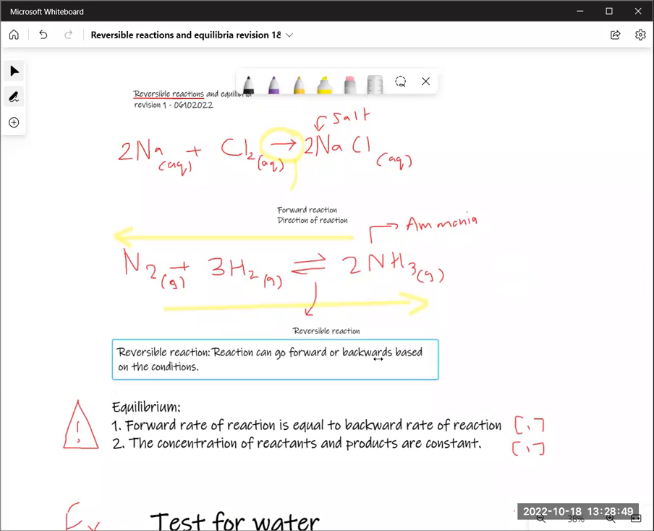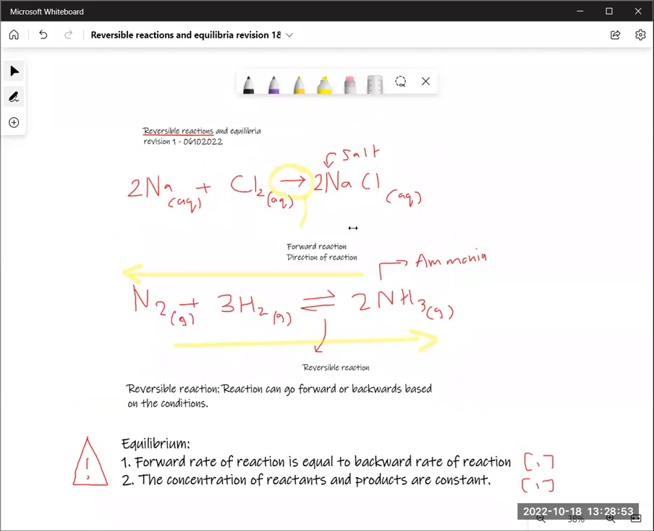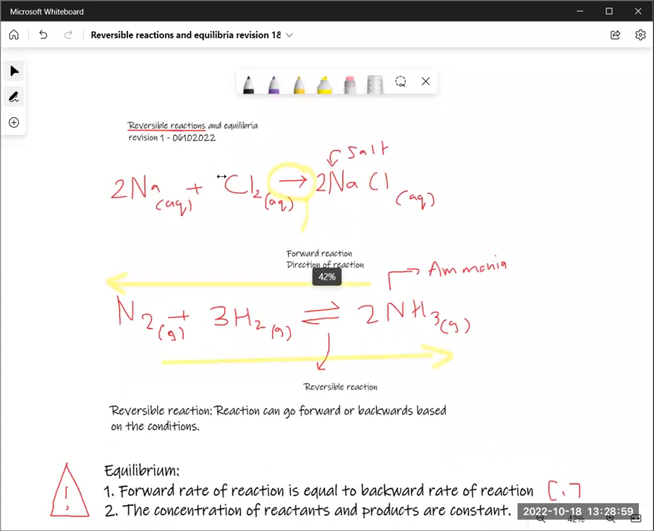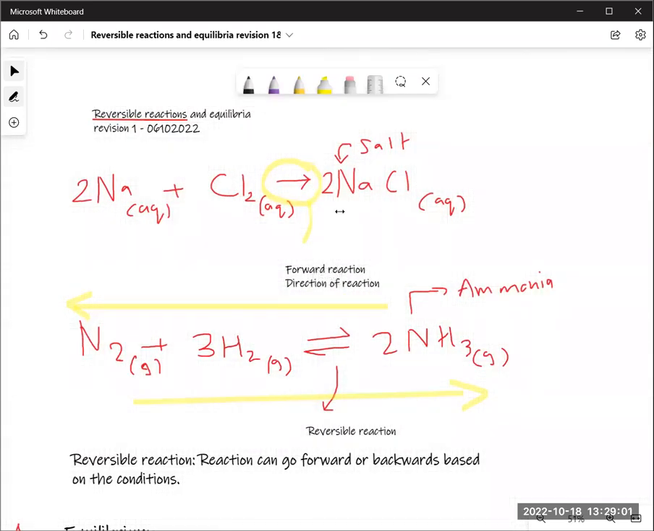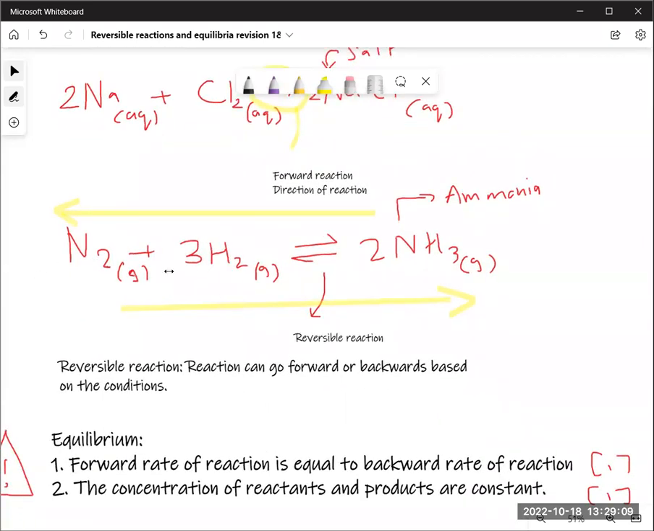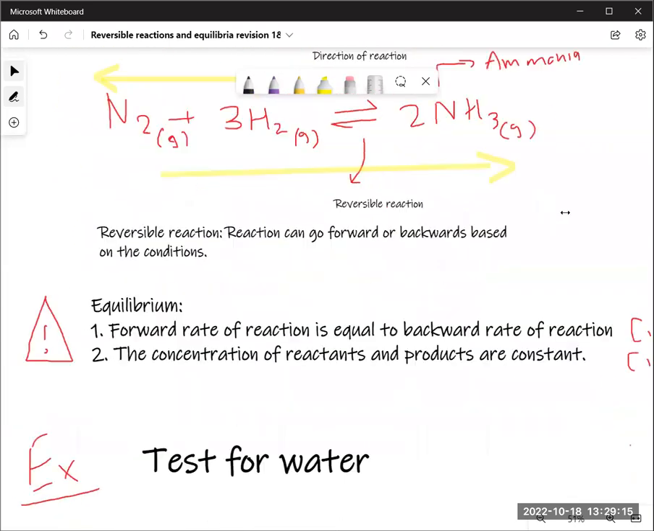Reversible reaction can go forward or backwards based on the conditions. So NaCl always goes backwards, but ammonia can go forward or backward. Na plus Cl making salt is not a reversible reaction because it only goes in one direction. But the reaction of nitrogen with hydrogen, N2 plus 3H2 gives us 2 NH3, goes in both directions. Therefore, it's a reversible reaction.